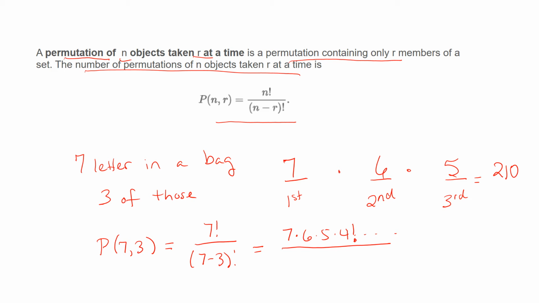And this, we have to follow the order of operations. This factorial does not distribute. So 7 minus 3 would be 4 factorial. And all of these are multiplied together. So what happens here? Those 4 factorials cancel each other. And I just end up with 7 times 6 times 5, which is 210. So I could use either way, as long as order does matter.